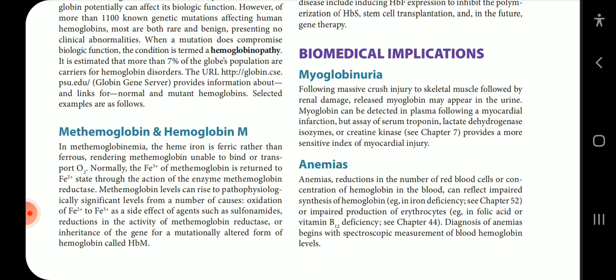Myoglobinuria. Following massive crush injury to skeletal muscle followed by renal damage, released myoglobin may appear in the urine. Myoglobin can be detected in the plasma following a myocardial infarction, but assay of serum troponin, lactate dehydrogenase enzyme, or creatine kinase provides a more sensitive index of myocardial injury.